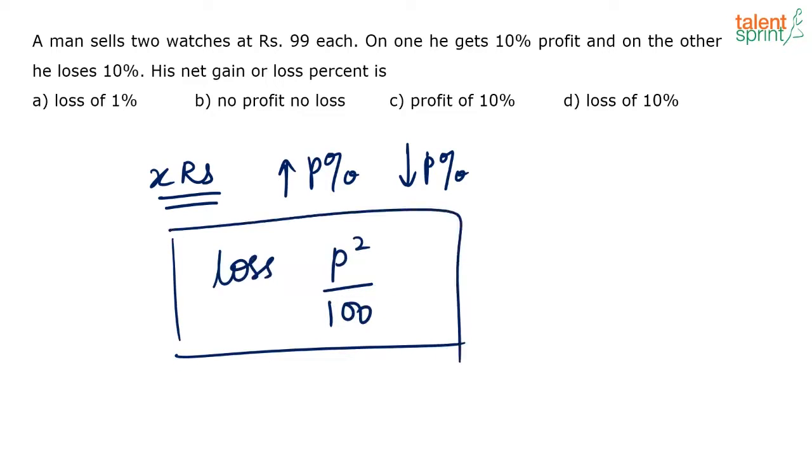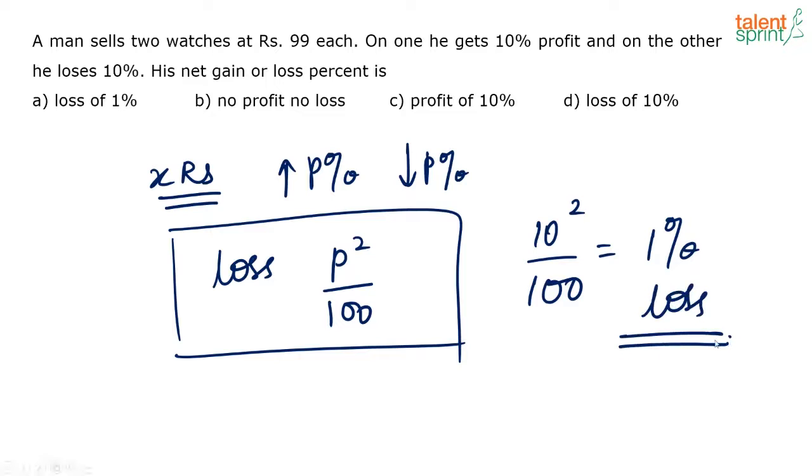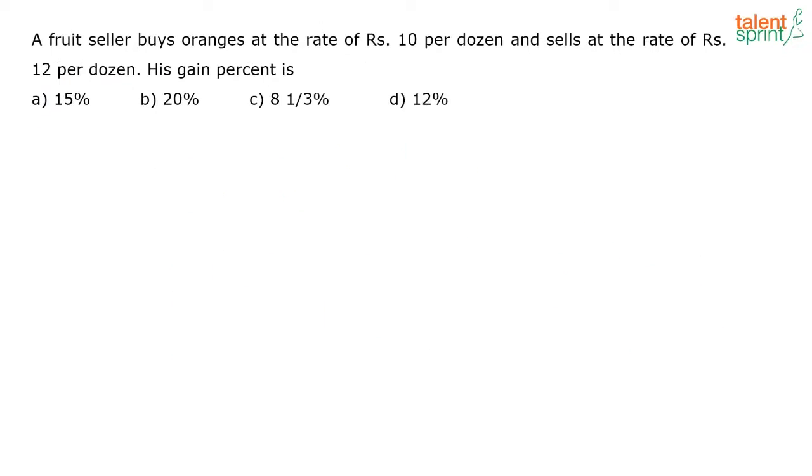Remember this. Whenever such a transaction happens, 2 items each sold at x rupees, and in one item there is a gain of p% and in the other item there is a loss of p%, then the net transaction will always be a loss, and the loss percentage is given by p squared by 100. So here just put it in the formula. It is going to be a loss, and the loss is given by 10 squared by 100 or 1%. So 1% loss will be your answer. That is option A. Next one.